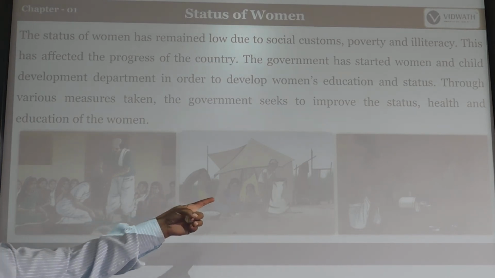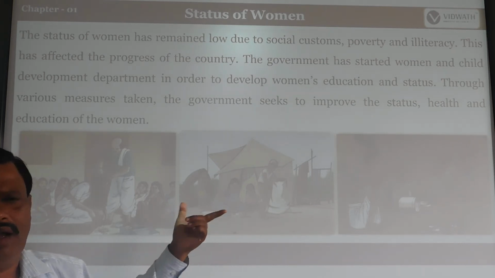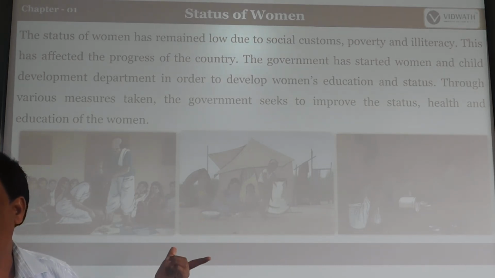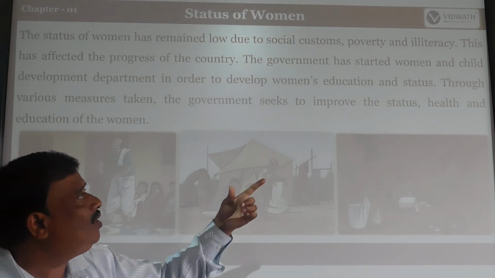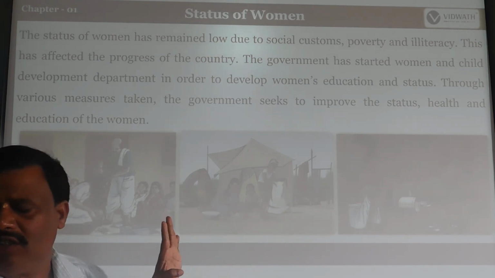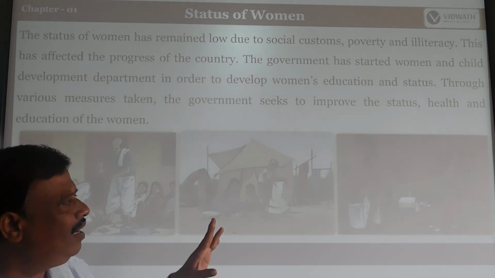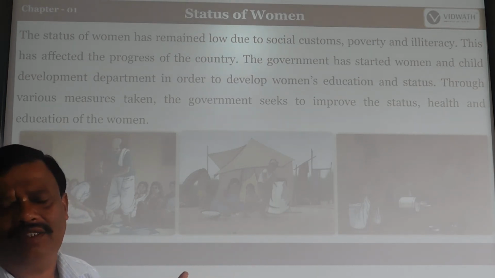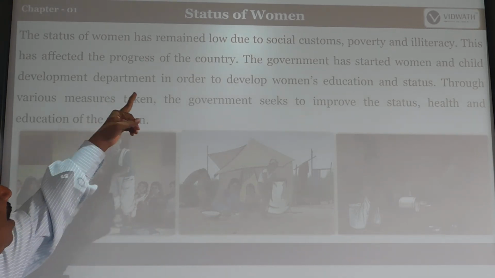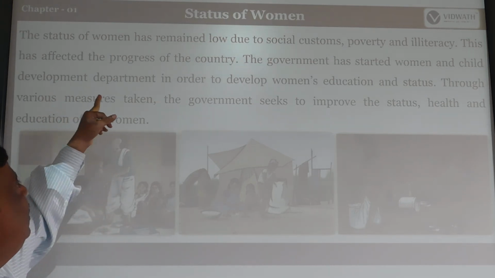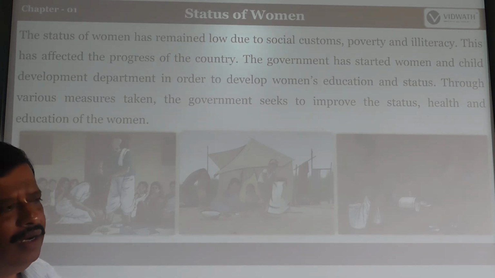The second point, poverty. See, begging, these people going from one house to another or in the street. So the women also become low down. Next, illiteracy. No one got, and now they are getting literacy. They are unable to read and write. So these three main causes for the low status of women have affected the progress of the country. So that also affected the progress of our country.